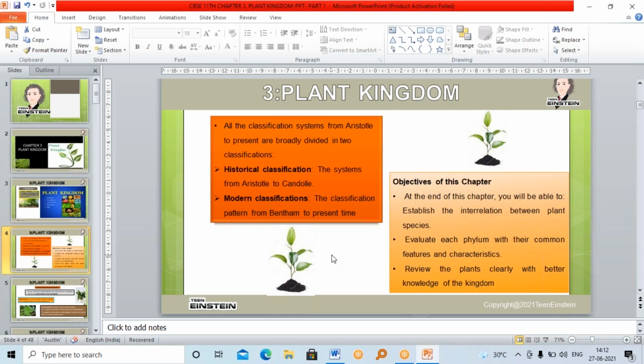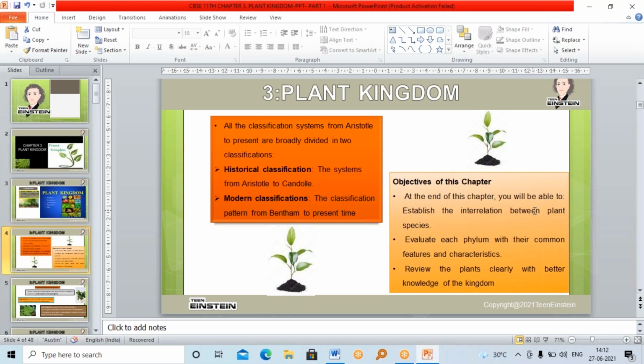Up to that, it is coming under modern classification. So classification, we have divided into two: historical classification and modern classification. What is historical classification? Aristotle's classification to Candolle. Up to that, we are considering as historical classification.